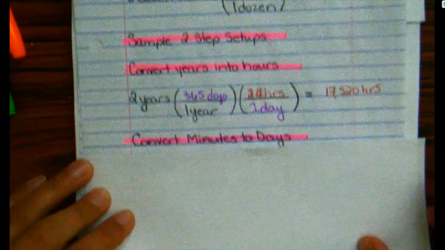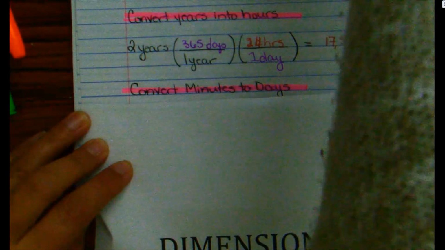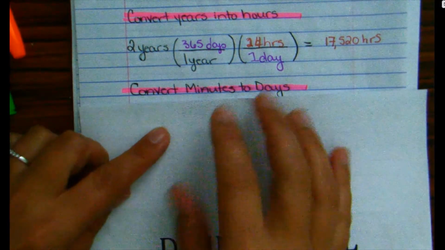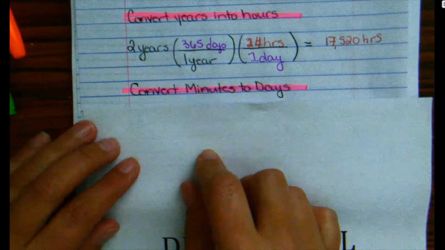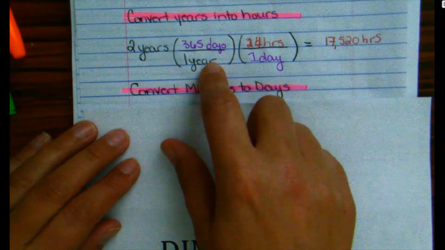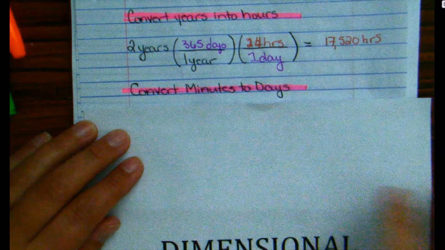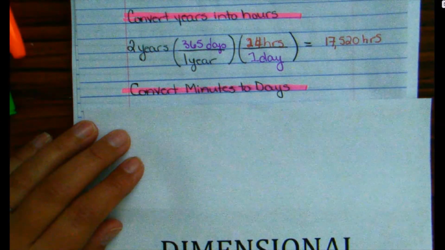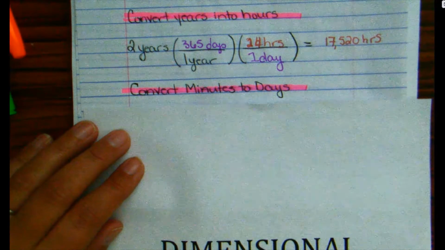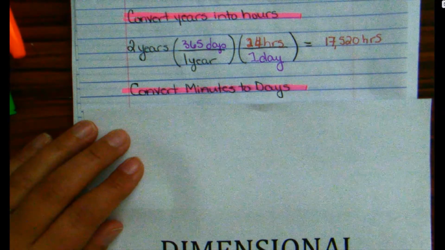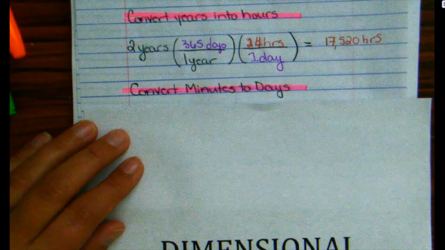Let's convert minutes to days, because to date, in this lesson, we've always had 1 on the bottom. That does not mean 1 will always be on the bottom. Sometimes you have to realize that there's going to be a number on the bottom which you have to divide by. So let's look at it. Minutes to days. We're going bigger. So minutes can go into hours and hours can go into days.